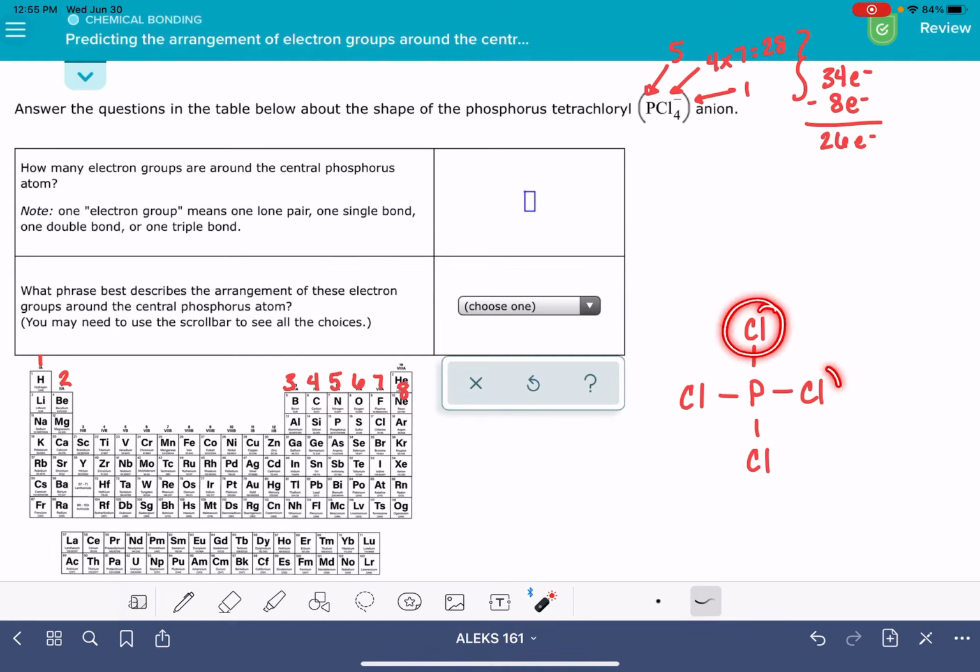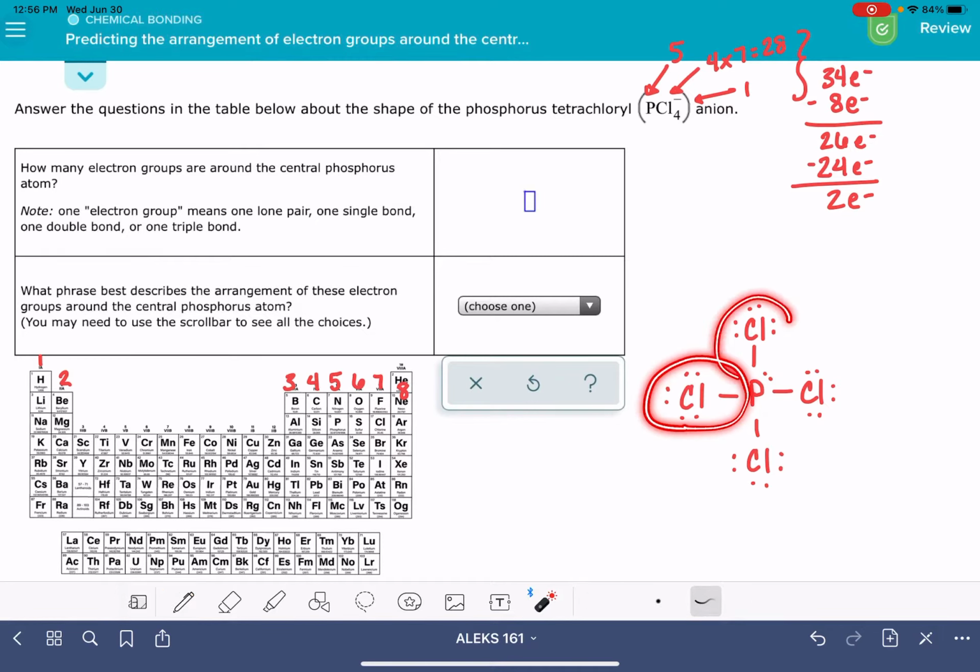We're going to then satisfy the octet rule for all of the outer atoms. Each chlorine atom currently has 2 electrons in that bond, which means it wants 6 more. That's 24 electrons. And that leaves us with 2 more electrons to go, and those last 2 electrons are going to go on the central atom.